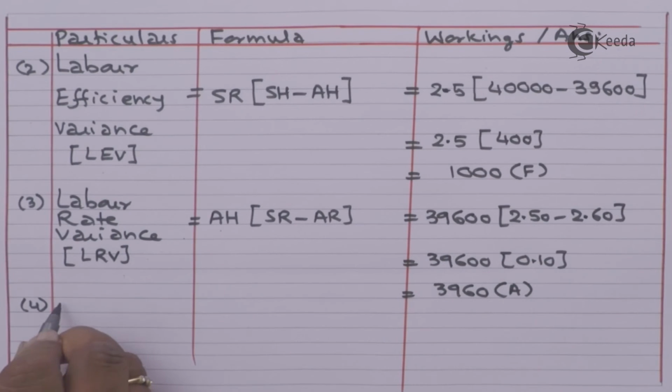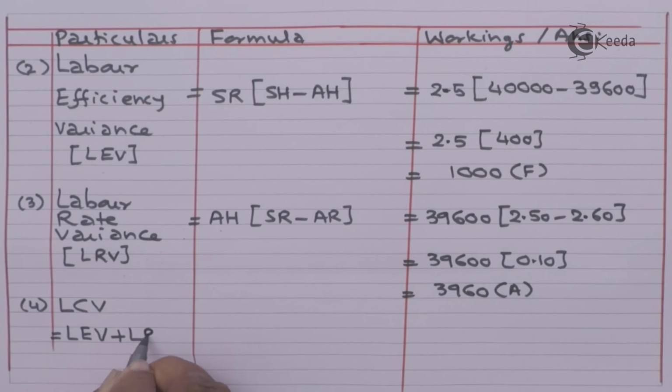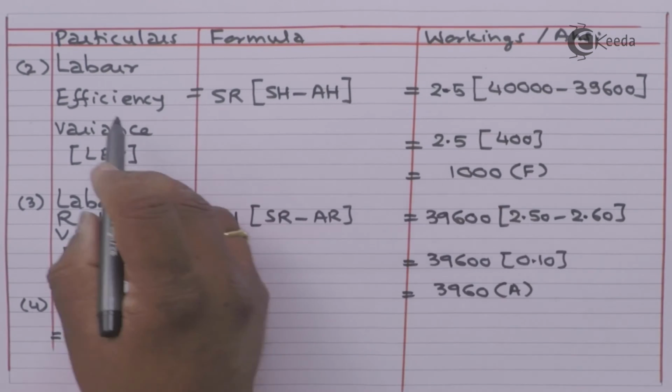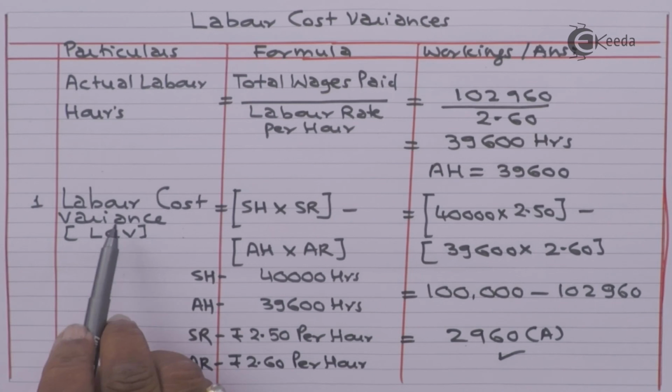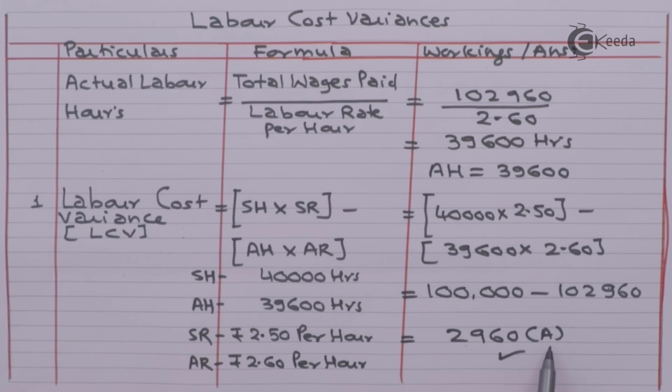We can verify labor cost variance is equal to labor efficiency variance plus labor rate variance. Labor efficiency variance 1,000 favorable plus labor rate variance 3,960 adverse. So labor cost variance will be 3,960 minus 1,000, 2,960 adverse. We have already calculated labor cost variance 2,960 adverse.